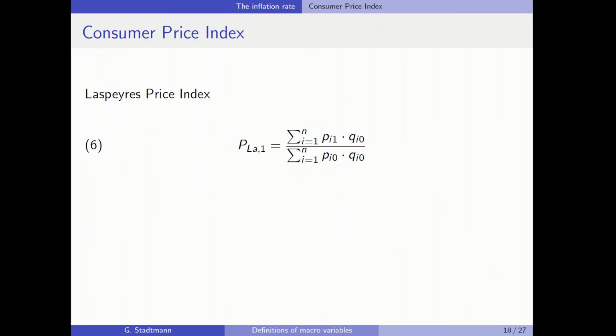Frequently, consumer price indexes are constructed by using the Laspeyres index, and here you can see the formula for the Laspeyres index. This formula looks a little bit complicated, but I would like to guide you through this formula. How is the person from the statistical office calculating this Laspeyres index? First of all, the person needs a shopping list. He needs to know what an average household is consuming, and then he's going to the supermarket.